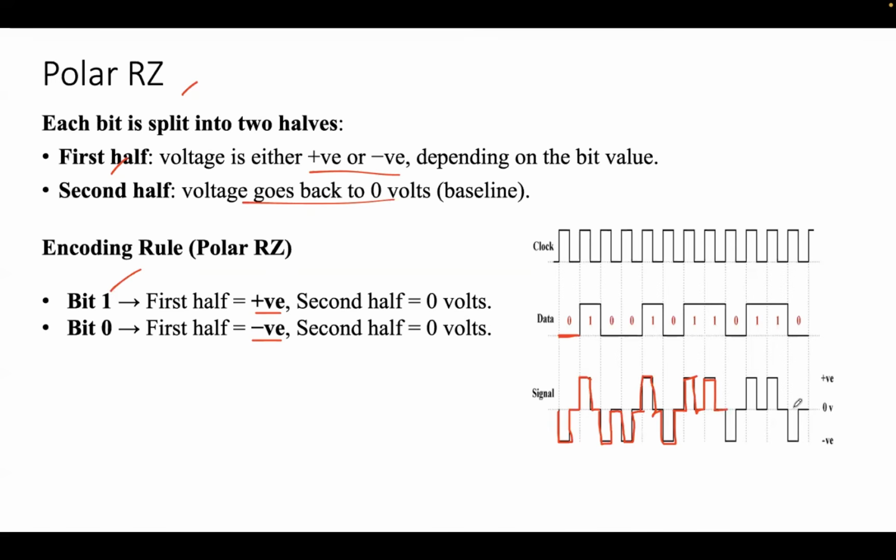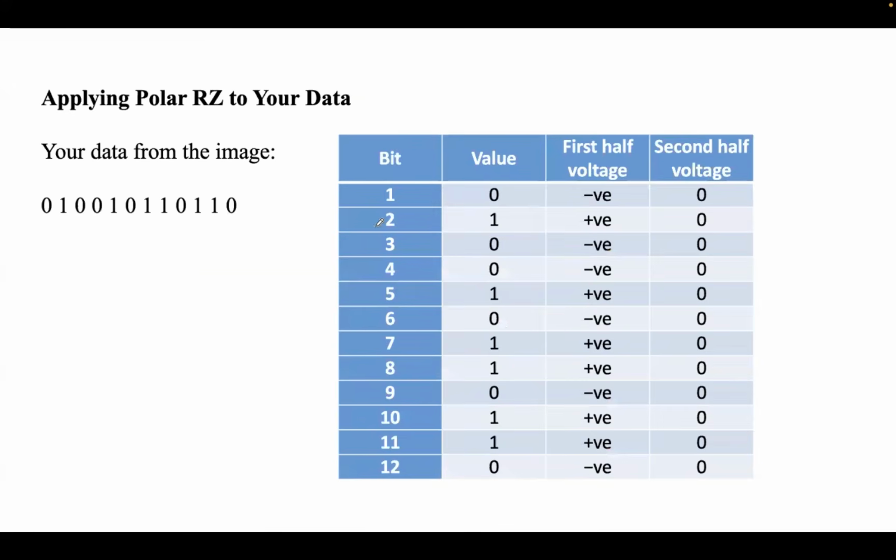Similarly for other binary values also. So you can even use this table for simplicity. Say this is the data given for us, like 0 1 0 0 1 0 1 1 0 1 1 0. So when we get 0, for the first half, voltage will be negative and second half voltage should be 0. If the binary value is 1, first half should be positive, second half should be 0. In that way, for all the values here, we already represented what should be the first half voltage and what should be the second half voltage.